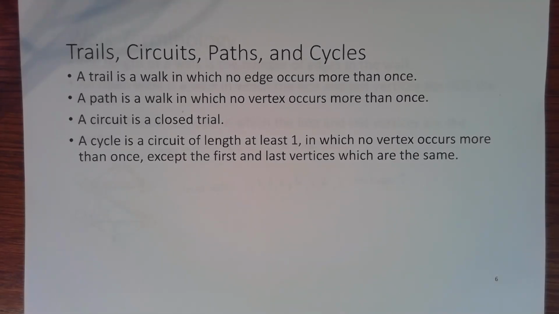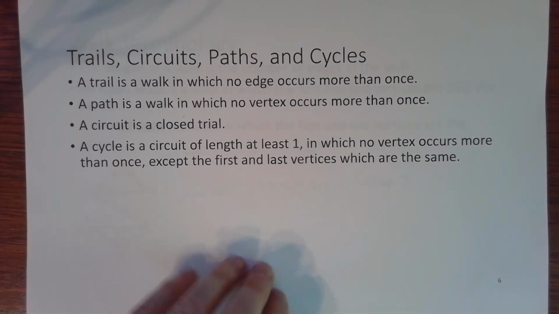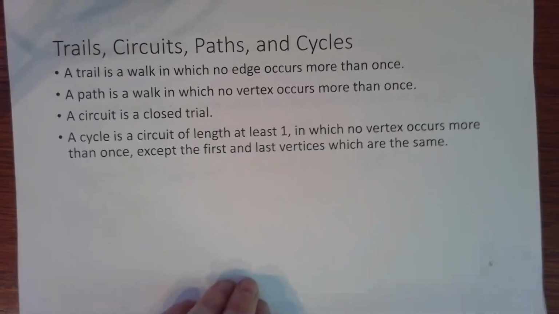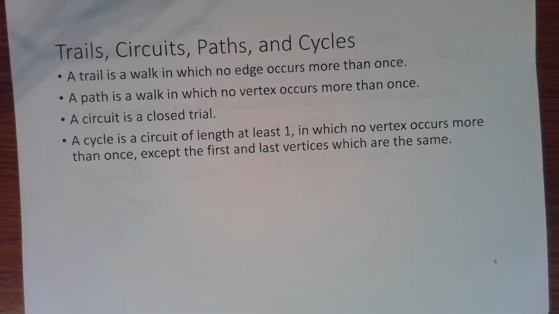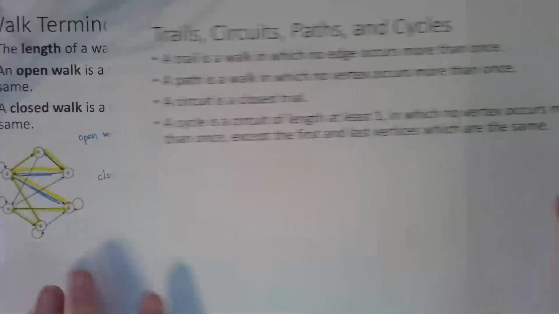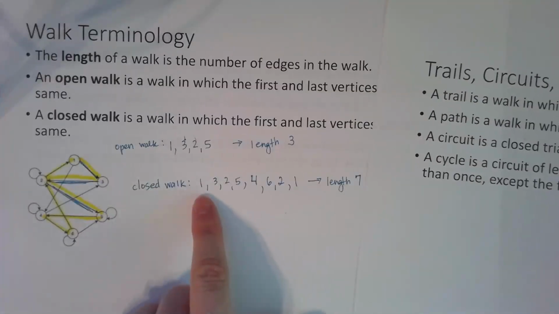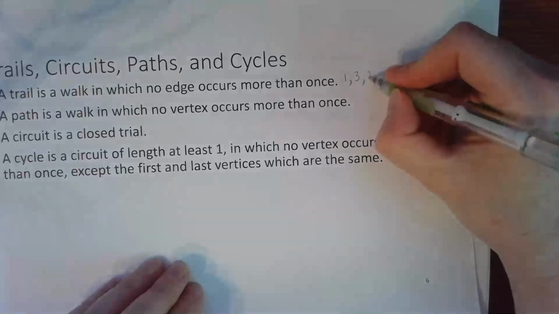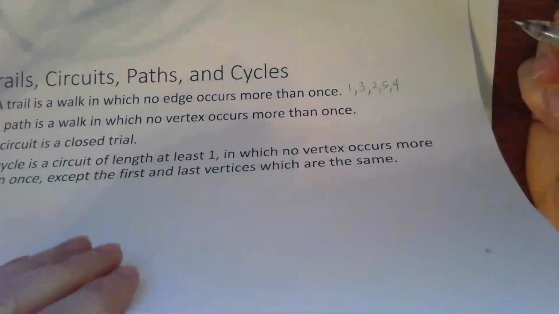So a trail is a walk in which no edge occurs more than once. So you can't repeat any edges. And we have an example of a trail where no edge occurs more than once. We could go back to this one back here. I'll go back and highlight it in a second, but we could start off just like we did on this one, but maybe just stop at 2. So if we did this 1, 3, 2, 5, 4, 6, 2.